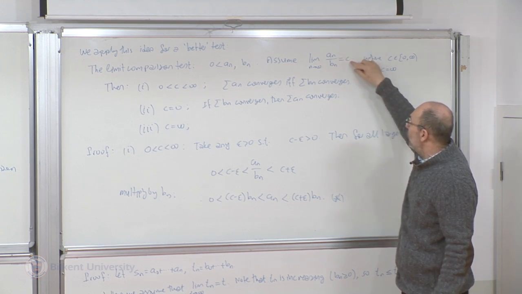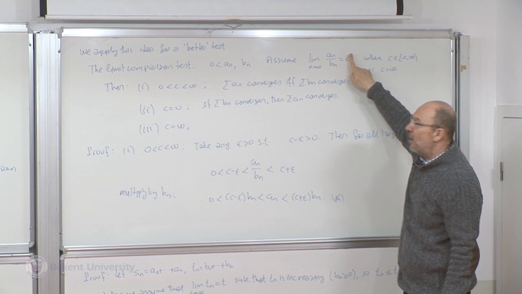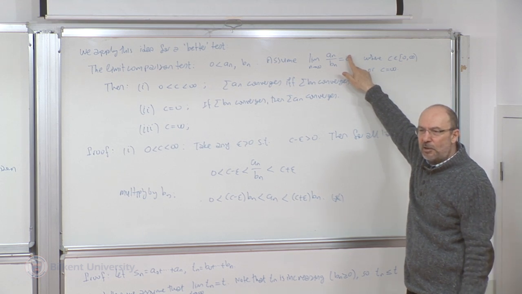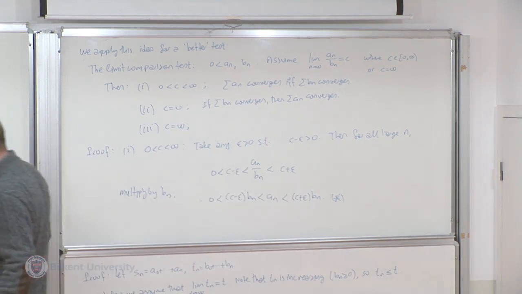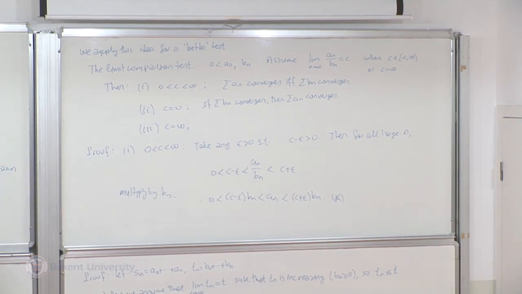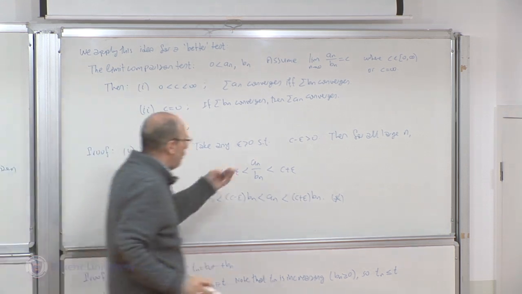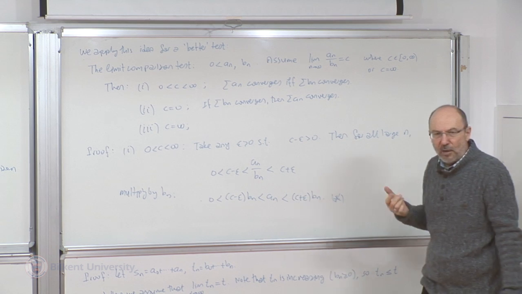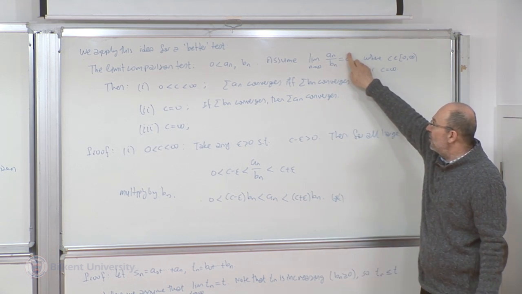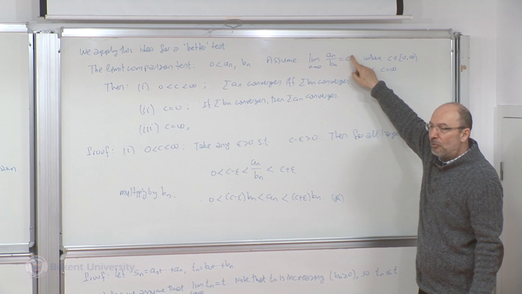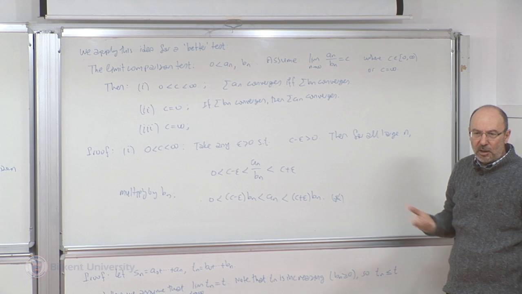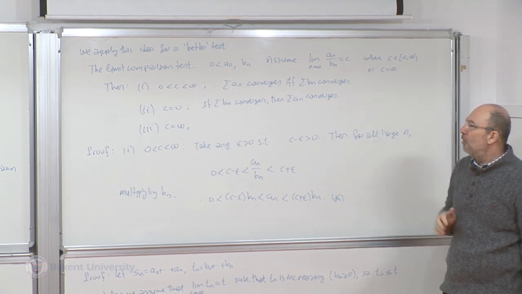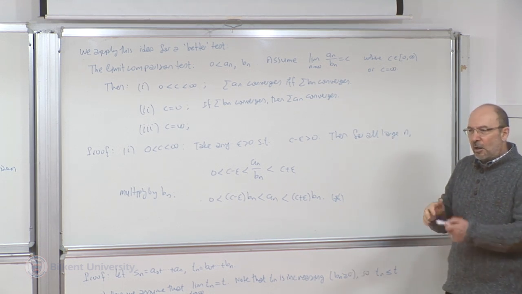If this limit is equal to 0, then An over Bn is less than 1. So instead of choosing an arbitrary epsilon, here we have epsilon, since C is 0. Instead of choosing an arbitrary epsilon, just choose 1. Then this ratio is less than 1, and taking Bn to the other side, An is less than Bn for large n. Then if Bn converges, it forces An to converge.